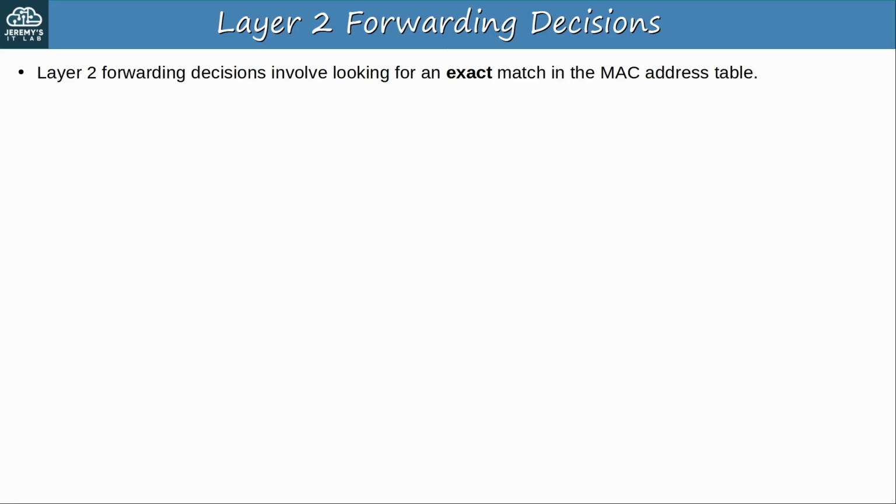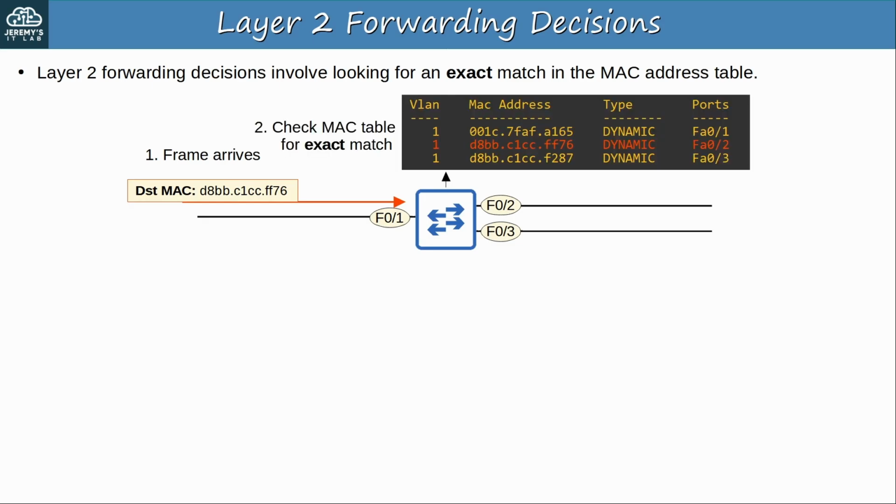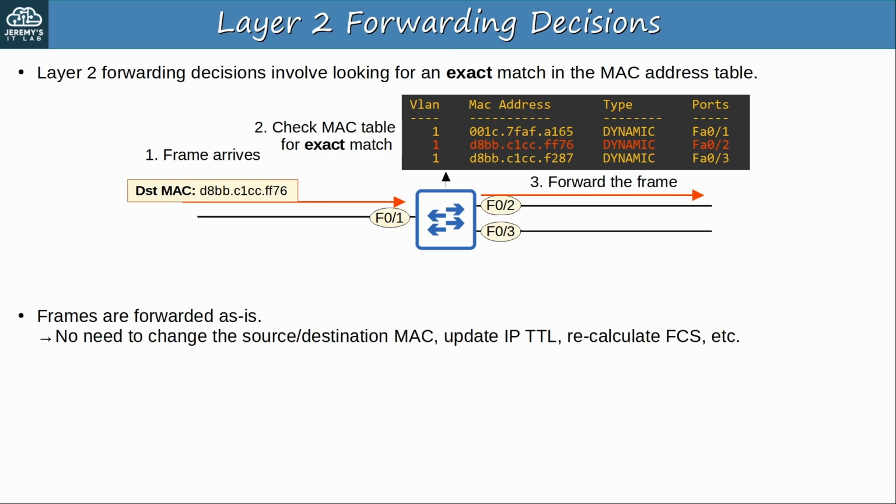Let's get started. To review, Layer 2 forwarding decisions involve looking for an exact match in the MAC address table. Partial matches aren't accepted. In this example, a frame arrives on this switch's F0/1 interface. It then checks the MAC address table for an exact match, which it finds. It then forwards the frame. It's a fairly simple process, and frames are forwarded as is. By that I mean there is no need to change the source and destination MAC addresses, update the IP time to live, recalculate the frame check sequence, etc. The frame is simply forwarded without changing anything.